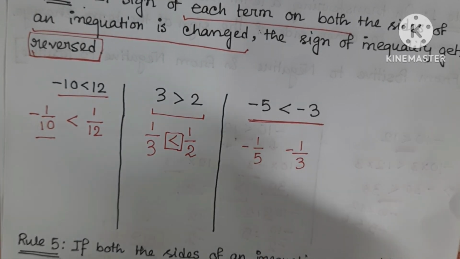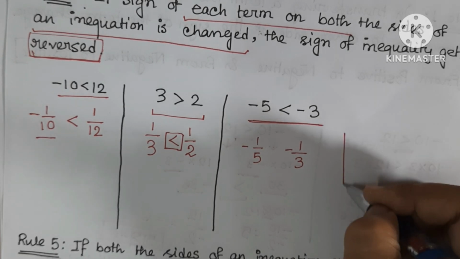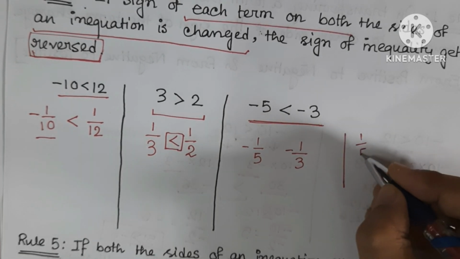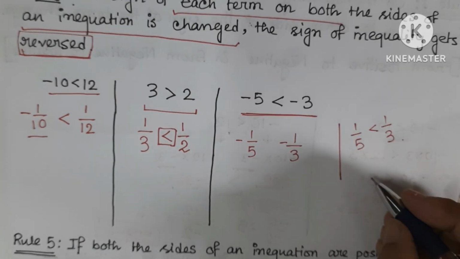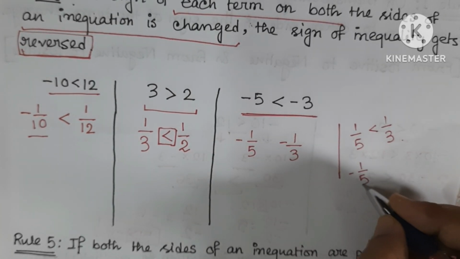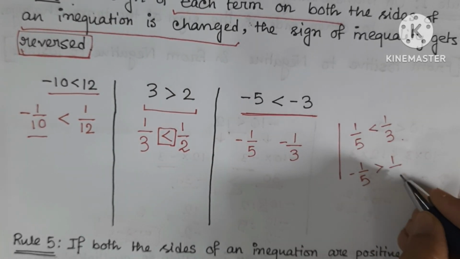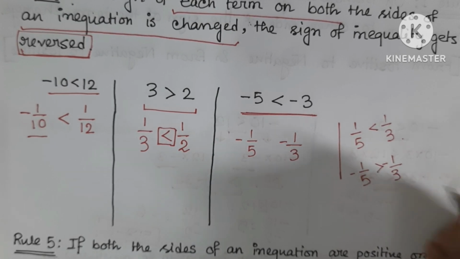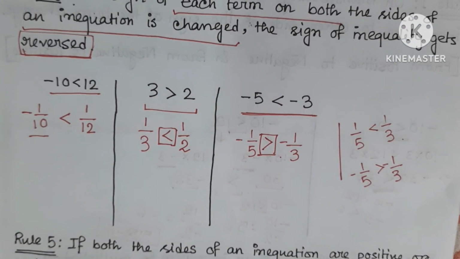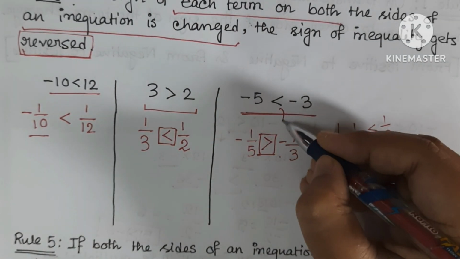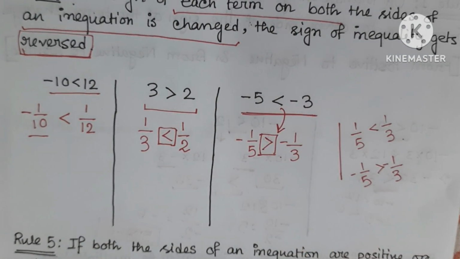Now, one thing I want to tell you, 1 by 5 is less than 1 by 3, and minus 1 by 5 will be greater than minus 1 by 3. So here the symbol will be the greater than symbol. So see this, the sign of inequation has changed here, right?